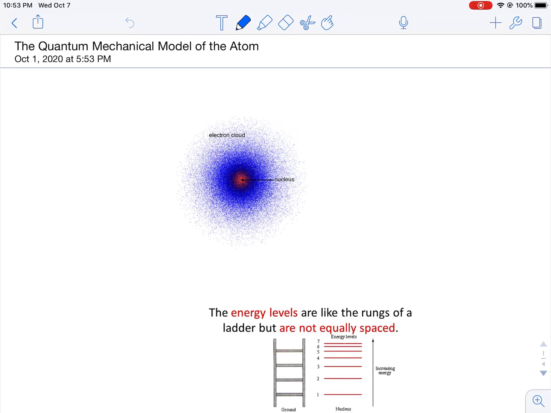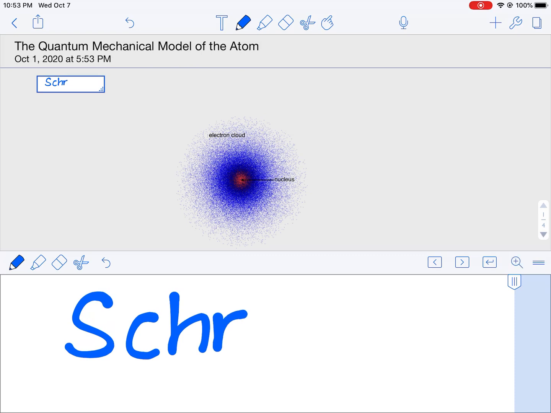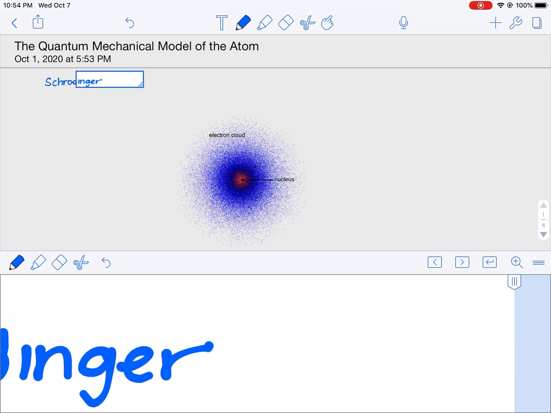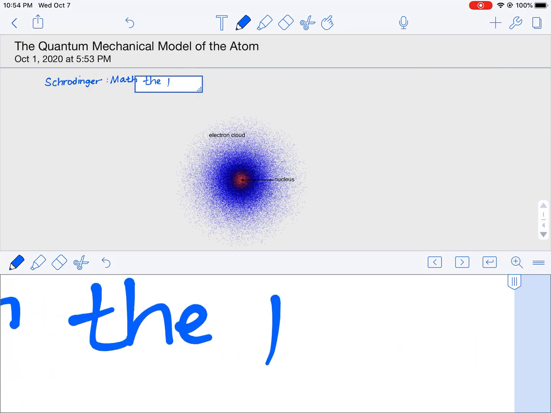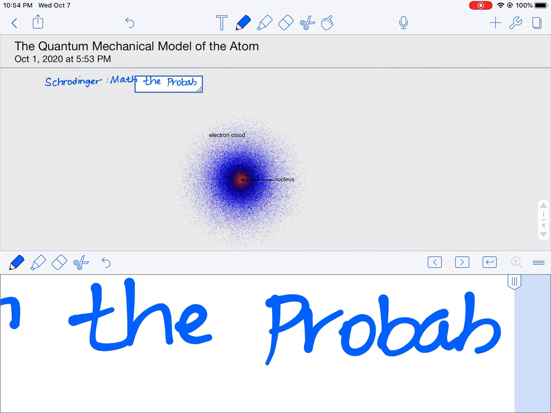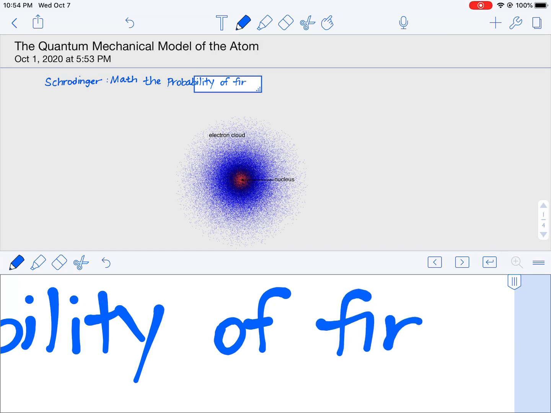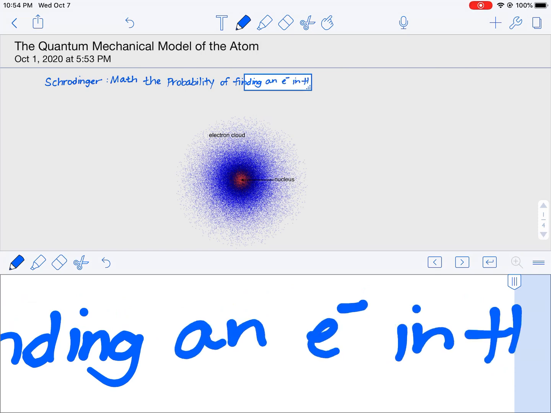Hi, today's lesson is about the quantum mechanical model of the atom. A friendly reminder that it's Schrödinger who is given credit with coming up with this model, and he did a lot of math to prove the probability of finding an electron in the electron cloud.